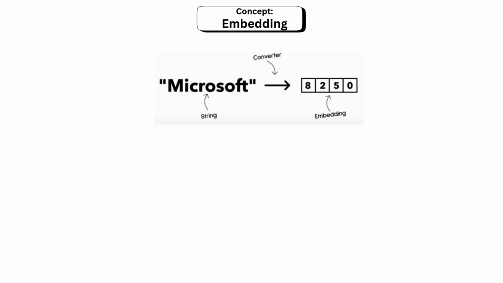In the world of AI, embeddings are a fundamental concept. They're numerical representations that capture the meaning of words, phrases, or even entire texts.